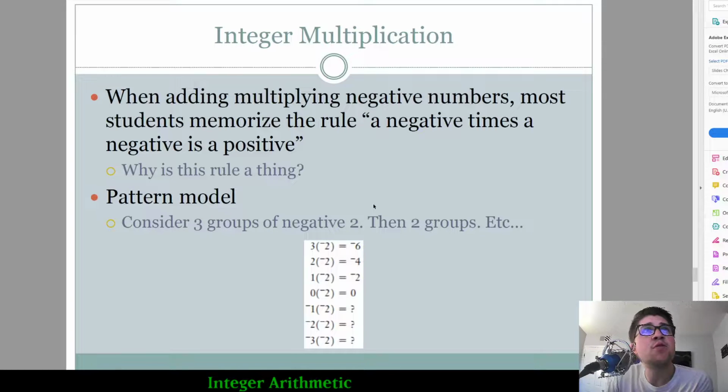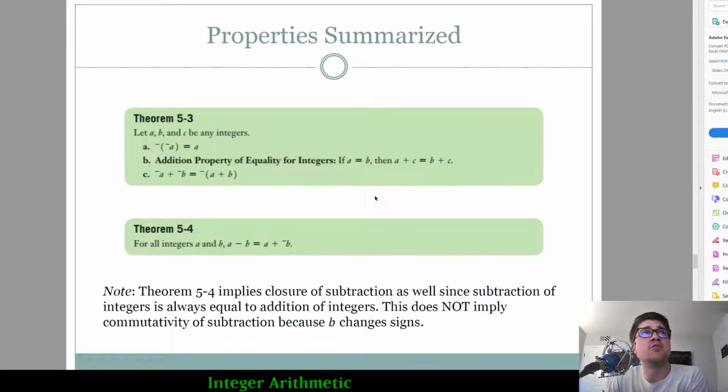But let's look at a few more theorems before we get into multiplication. Let's just summarize a couple more properties that we've tried to justify throughout the last class or two. Theorem 5.3 says let a, b, c be integers. It says negative negative a equals a. As we've described, the opposite of a negative is a positive. That makes sense. Rule C is another one we've described using the integers, that negative a plus negative b is equal to a larger negative.